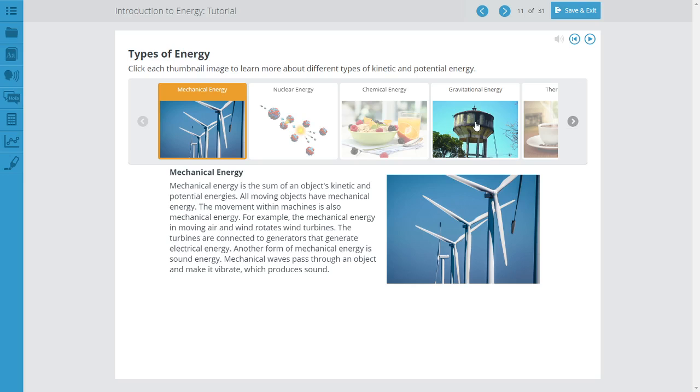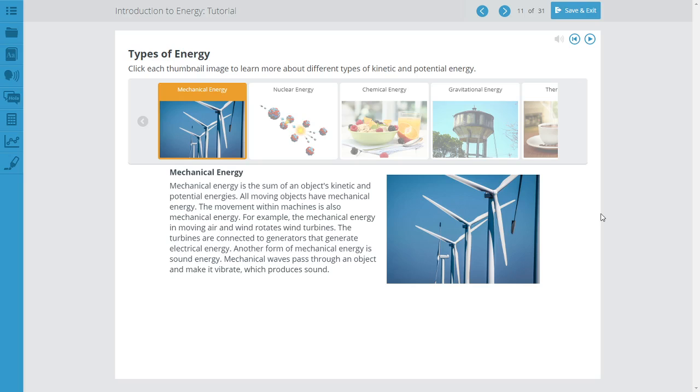Mechanical energy, chemical energy, thermal energy. But right now, let's just talk about energy in general. Now, mechanical energy is defined as the sum of an object's kinetic and potential energies. Mechanical energy is when a structure is storing some energy, making some energy, or releasing some energy. Mechanical energy is all about movement.